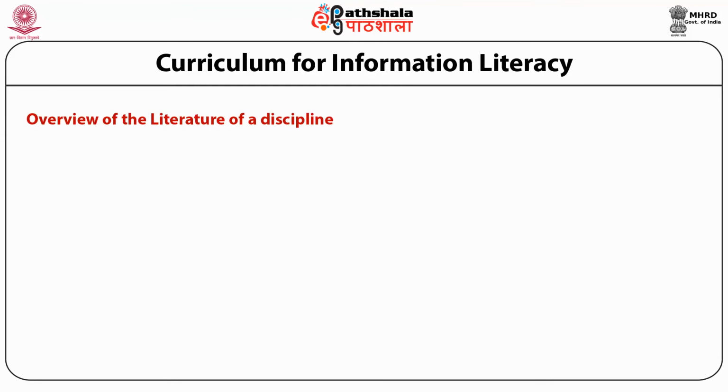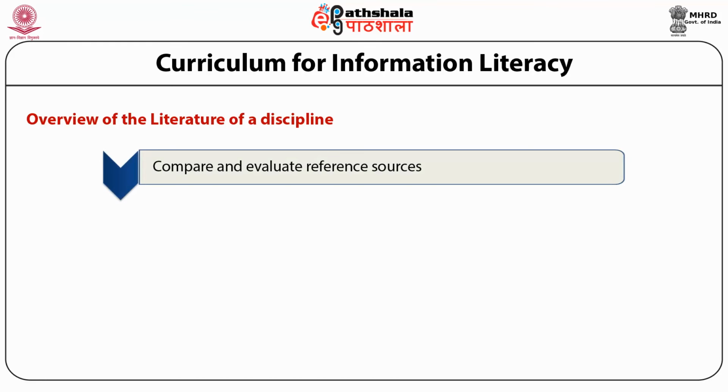Overview of the literature of a discipline. First, compare and evaluate reference sources. Look up a topic in a few different subject encyclopedias, dictionaries, etc., and compare how the topic is covered. In this way, the students get to learn how reference sources are created, how and when to use these, criteria for evaluating these, and their limitations.